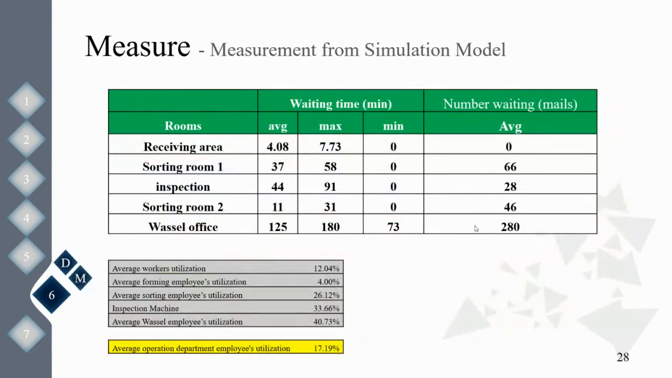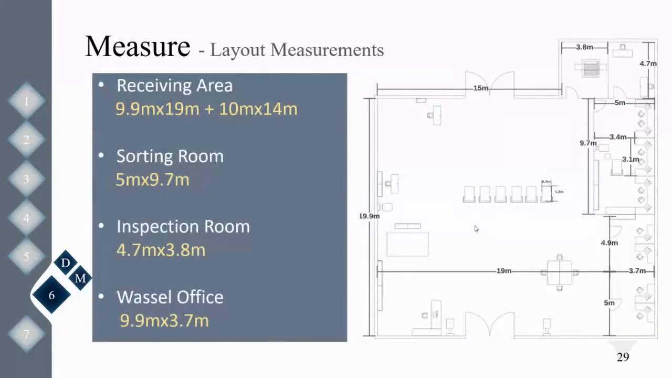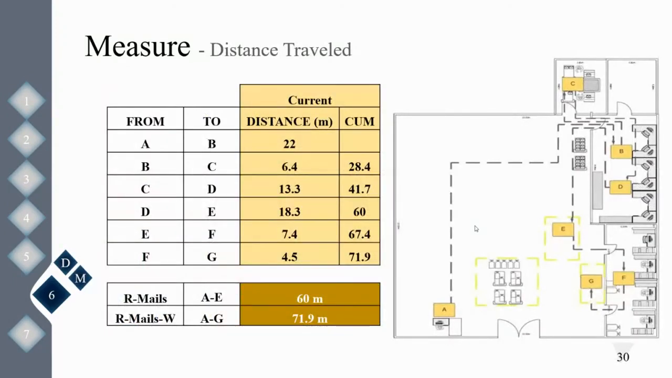For measurement from the simulation model, we got the waiting time and the number waiting from the Arena software, and the average operation department employees' utilization is 17.19%. For the layout measurements, we got the receiving area, sorting room, inspection room, and Wasl office measurements. And for the distance traveled for R mails from point A to point E, 60 meters, and for R mails with Wasl address from point A to point G, 71.9 meters for the current situation.